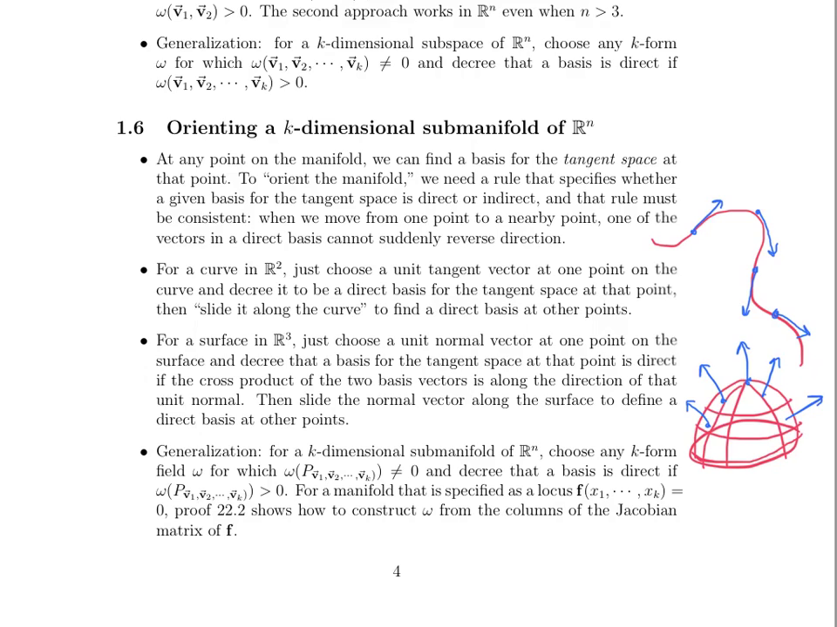The same basis that you have found cannot suddenly generate an inward pointing normal vector when you take the cross product. If it switches direction, that means that you haven't successfully oriented the manifold.